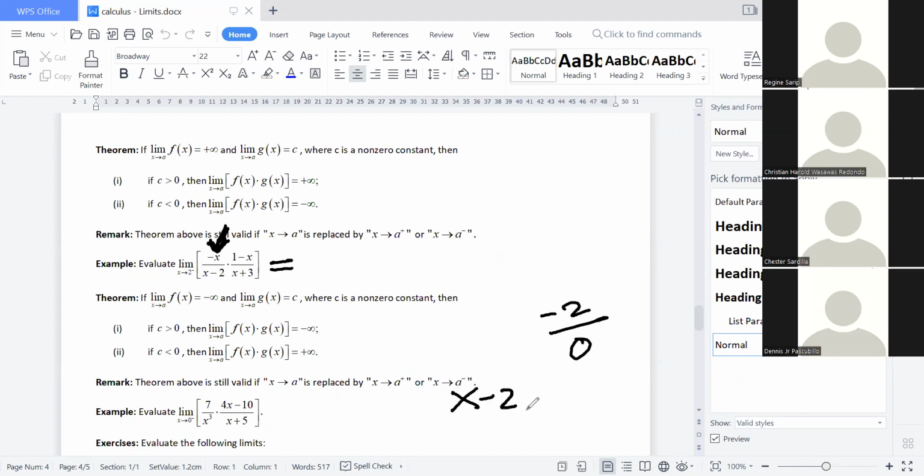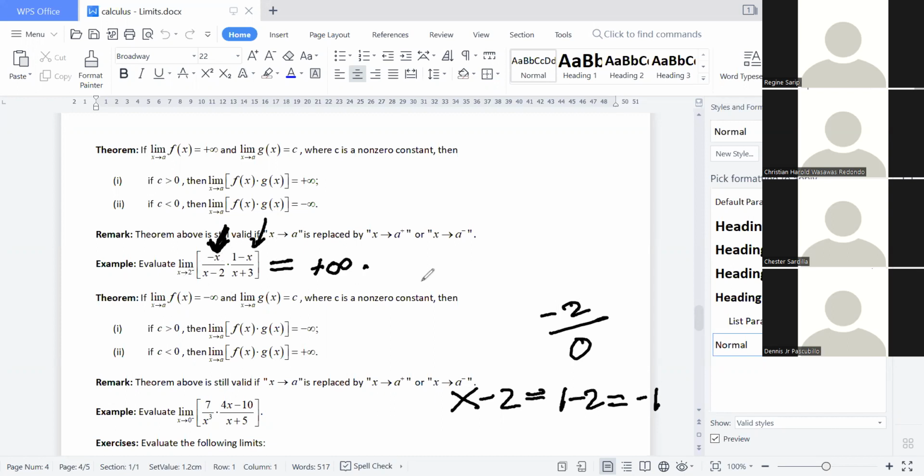x minus 2, from the left-hand side of 2. We use a value of x on the left-hand side of 2, like 1. Positive 1, minus 2, so it will be negative 1. The value of g of x is negative. So the answer here should be positive infinity. Very good, positive infinity.